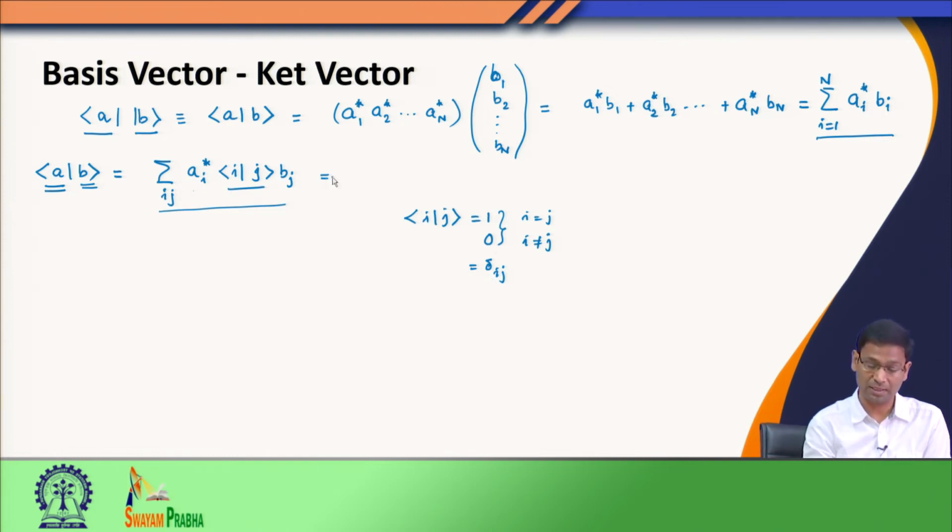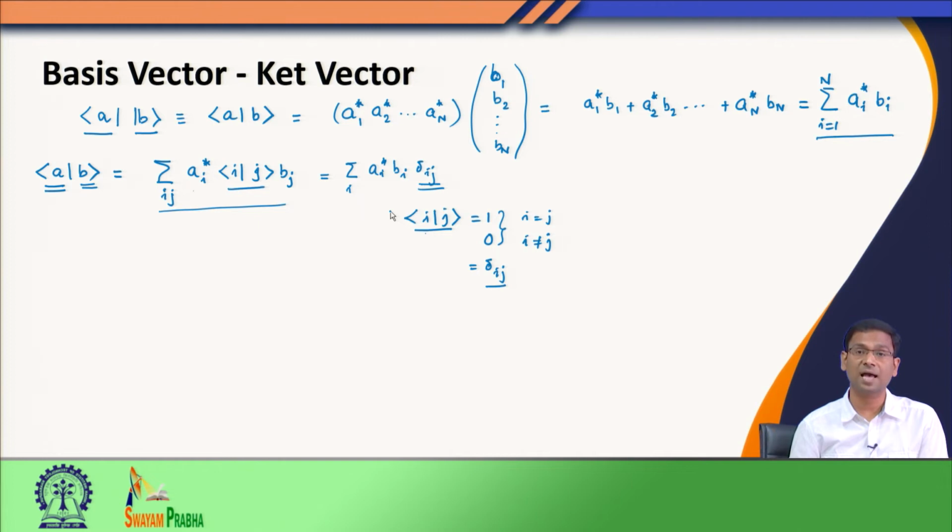So, now we see, if we consider this i j overlap as Kronecker delta, then this would become A i star B i delta i j. So, what I have obtained is that these unit vectors i are actually orthonormal. This we have already seen, but we are now redefining them in this bracket notation.